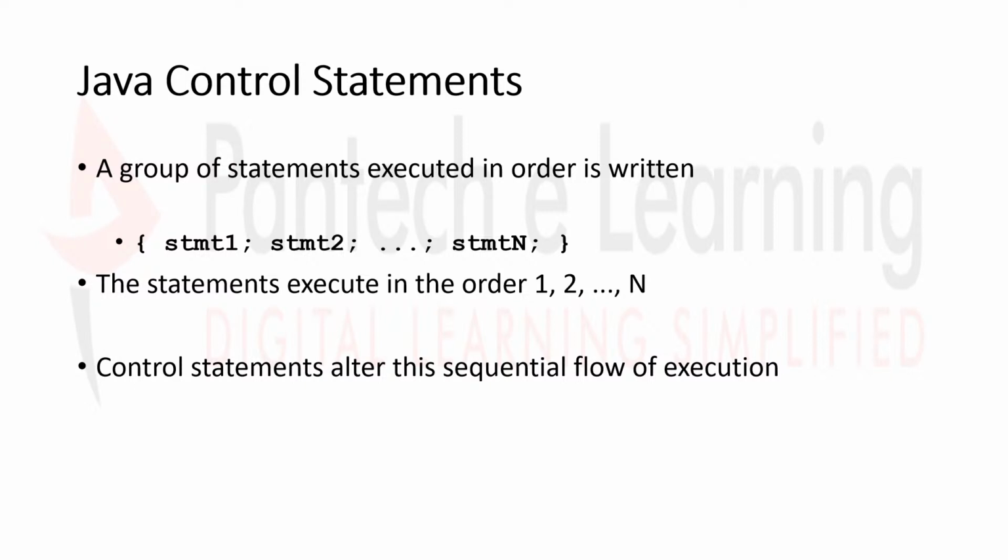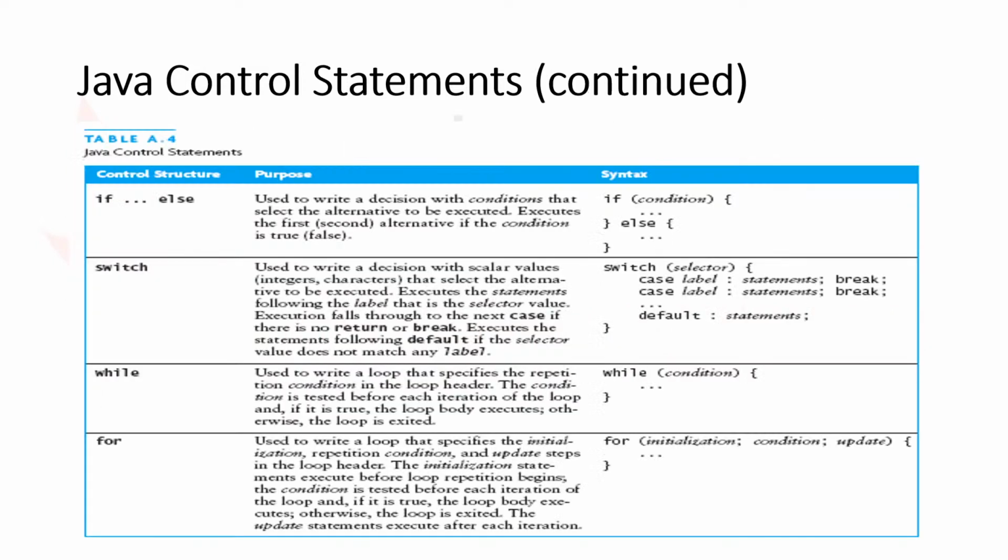Before going to control statements, you need to know the use of the brackets. The open bracket and close bracket are nothing but opening and closing the statement, and the statement will always be executed by iteration, like 1, 2, 3, 4, n number of iterations, and a control statement will alter the sequential flow of execution. So here we have control statements like if else.